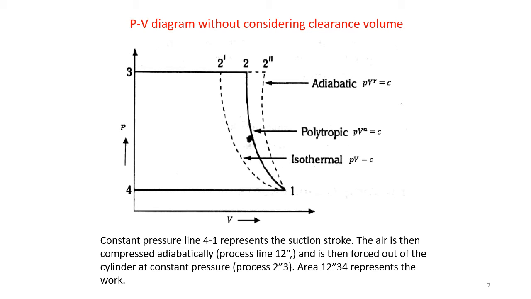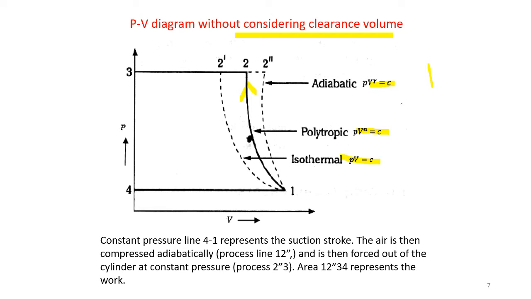So this is the PV diagram considering a clearance volume of a compressor. Process 1 to 2 is the compressing process. That particular process has the relation PV raised to gamma is equal to C. If it is PV raised to gamma equal to C, then it is called an adiabatic process. If it is PV raised to n is equal to C, then it is called a polytropic process.